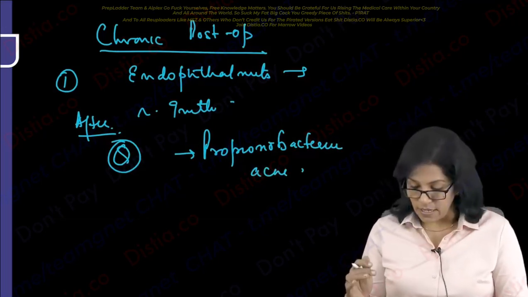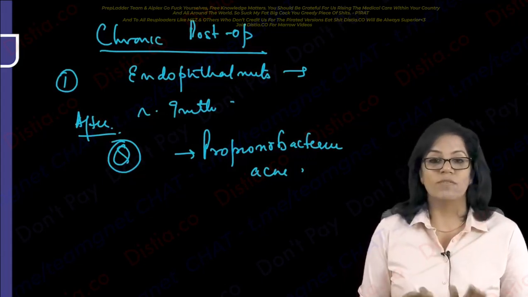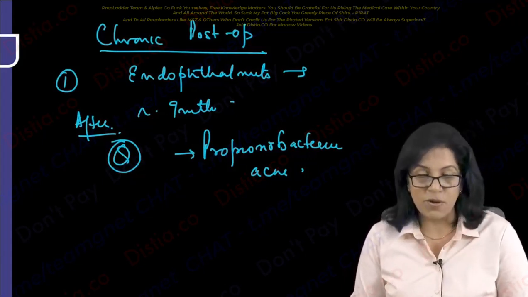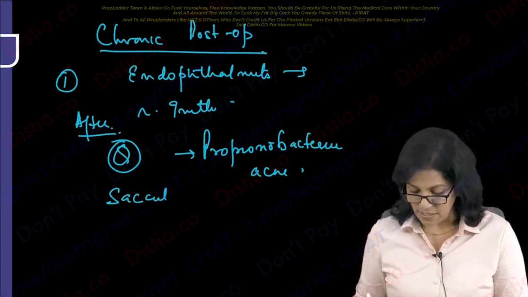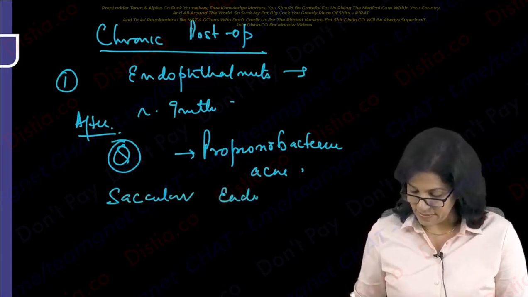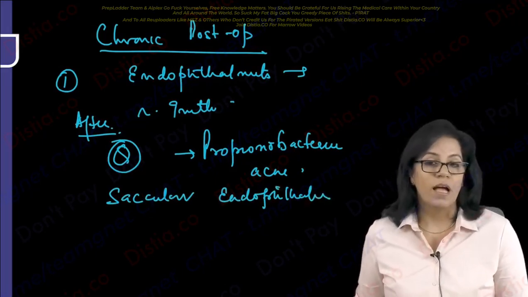Correct? Okay, and sometimes it can be there in the capsular bag, sitting there and causing infection later, endophthalmitis. That is why you can call it saccular endophthalmitis, if it is in the bag. Generally, it is in the bag only. This is the method of its infection.